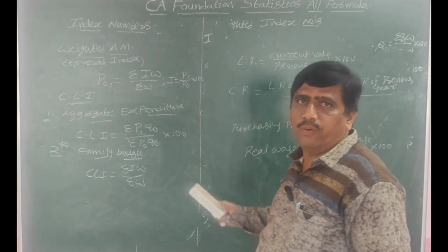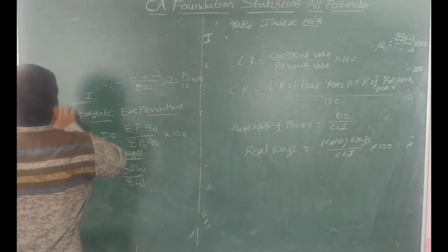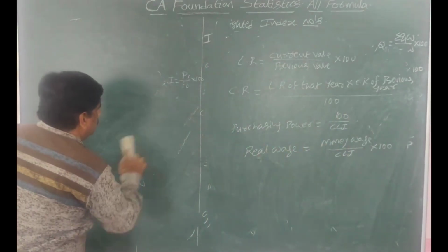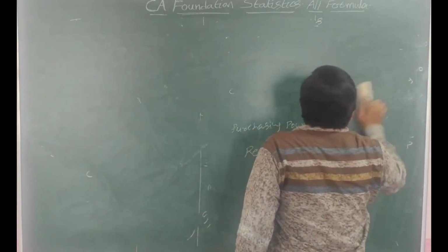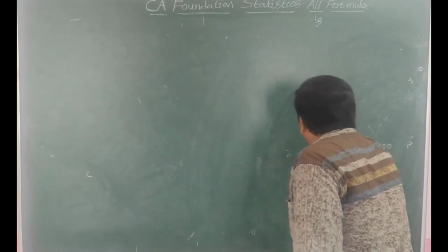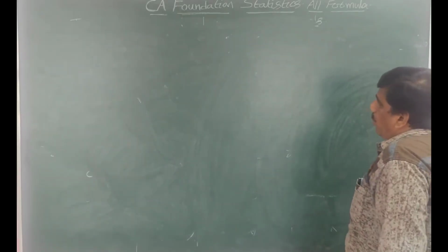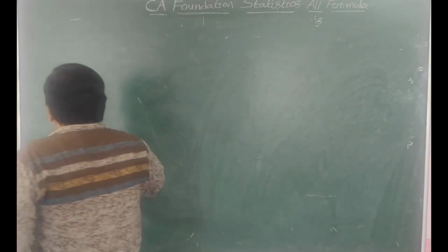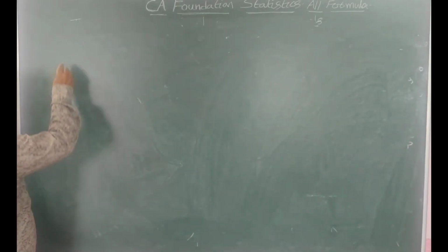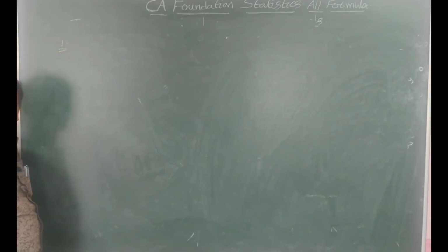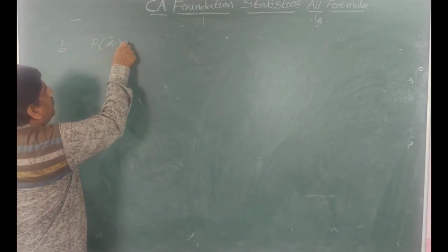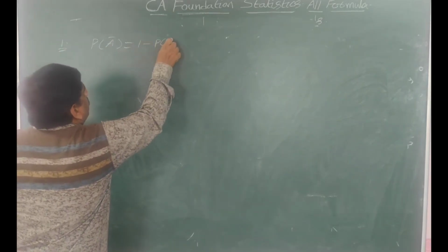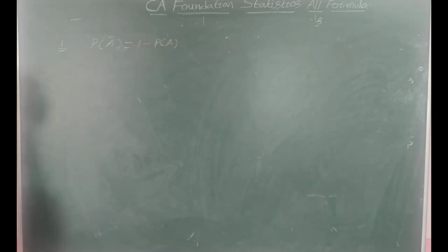Next we will move on to probability. In probability, main formulas are firstly complementary event probability. That means if A bar is complementary event, P of A bar is nothing but 1 minus P of A.